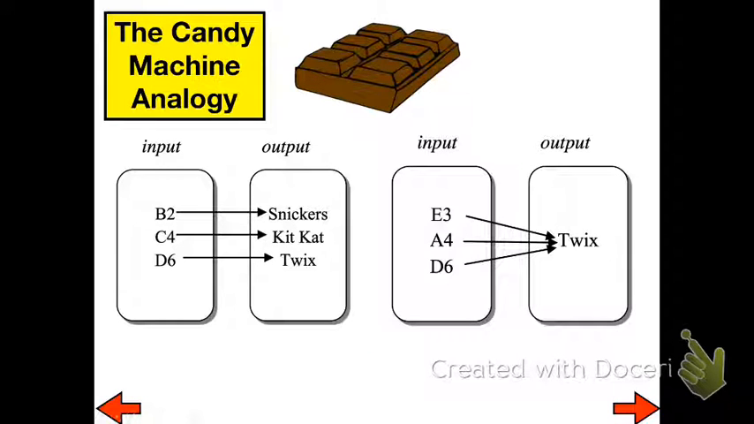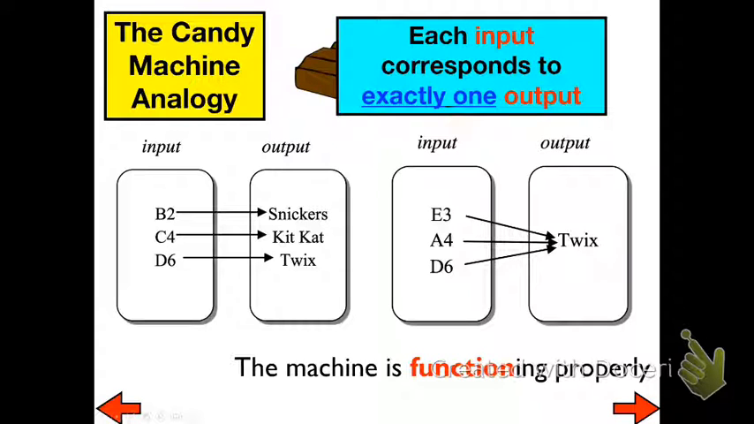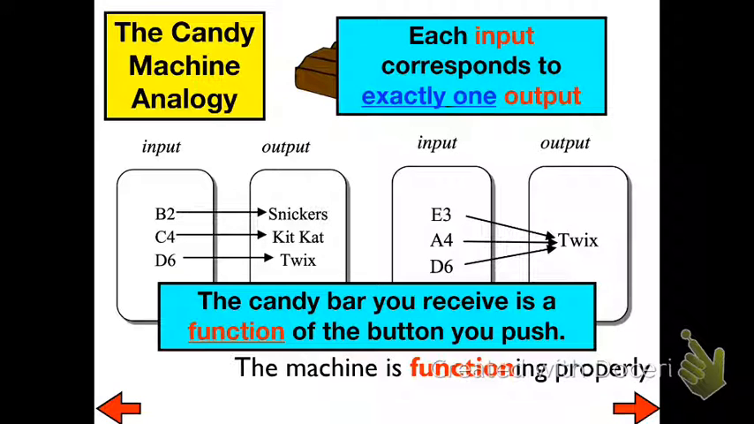Okay, what if the vending machine company doesn't have enough candy, so they put Twix in E3, A4, and D6? Well, it's still functioning properly. If you punch E3, you get a Twix. If you punch A4, you get a Twix. If you punch D6, you get a Twix. It's still functioning properly, okay? Every input has exactly one output, right? B2 is a Snickers bar. E3 is a Twix bar. Every input has one output. The candy bar that you receive is a function of the button that you push.